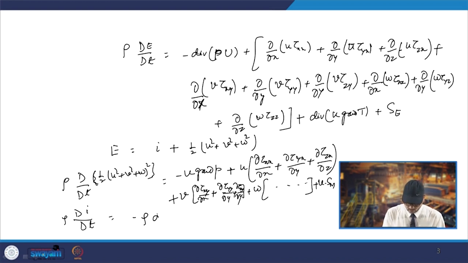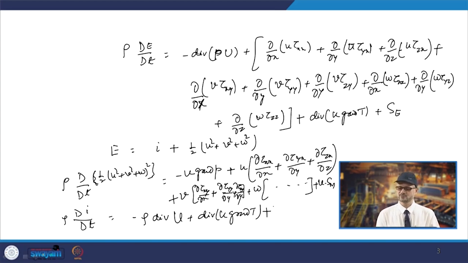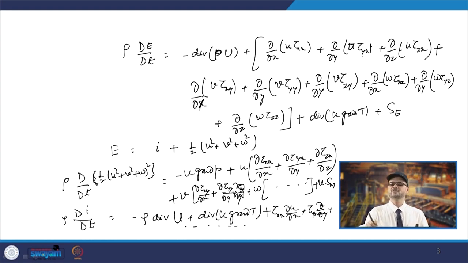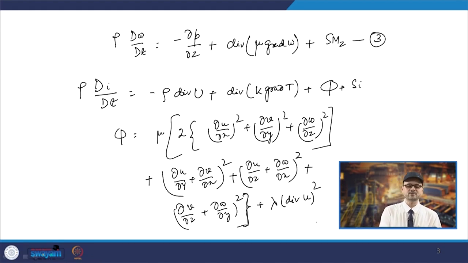For that you will have minus p div u plus div of k grad T. This term will come with the internal energy part, and then you will have τxx times ∂u/∂x. Then you have τyx times ∂u/∂y. So this way you will have all these stress terms multiplied by these velocity gradients, and these terminologies will come alongside here, and then you will have S_I. So that is why we have written the expression for ρ DI/Dt, with p div u and div of k grad T.